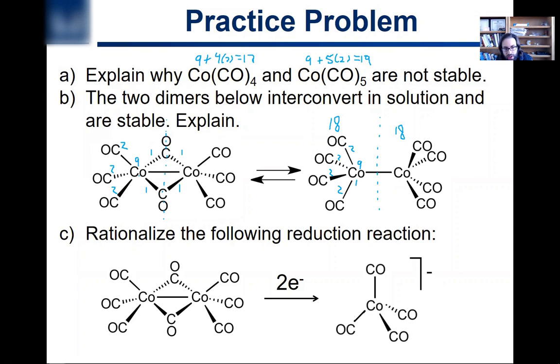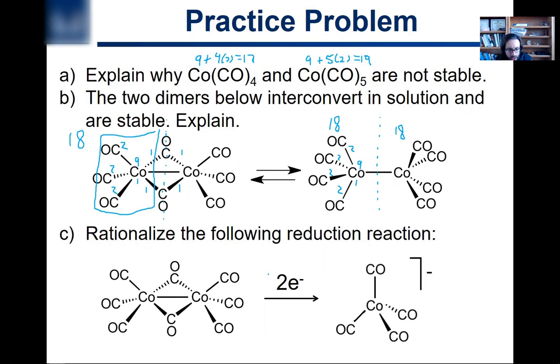But then we also have a metal-metal bond. And so each of the cobalts gets an extra 1. So if we look on this side right here, what do we have? We have 9 plus 1 is 10, 11, 12, 14, 16, 18 valence electrons for cobalt. If we did the logic on this side, it would be exactly the same.